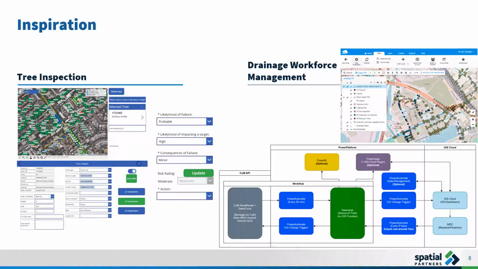And the L2 inspections have a further child record, of which one of the elements that was quite useful for us to bring into Powerapps was this little screenshot in the center here, where there are three elements: likelihood of failure, likelihood of impacting target, and likelihood and consequences of failure. For each of those three values, there's a set of lookup tables that need to be gone through to determine what the overall risk rating is.